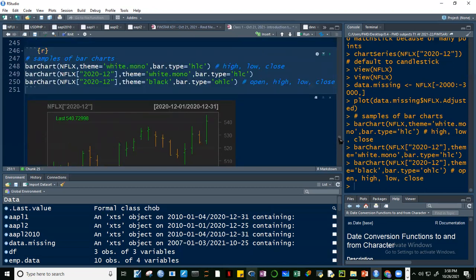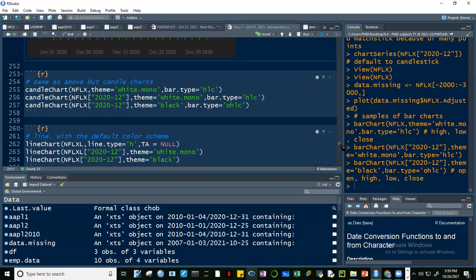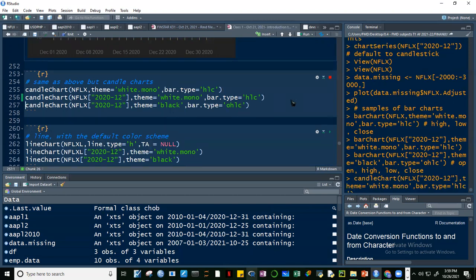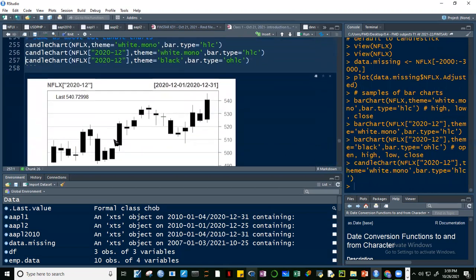And we have only tapped the surface, guys. Other charts can be done using quant mode. Same as above, but this time these are candle charts. Again, let's just choose the 2012. This time, guys, it's a candle, unlike the bar chart where you only have a line. This one is a candle chart, and you have the theme white dot mono.